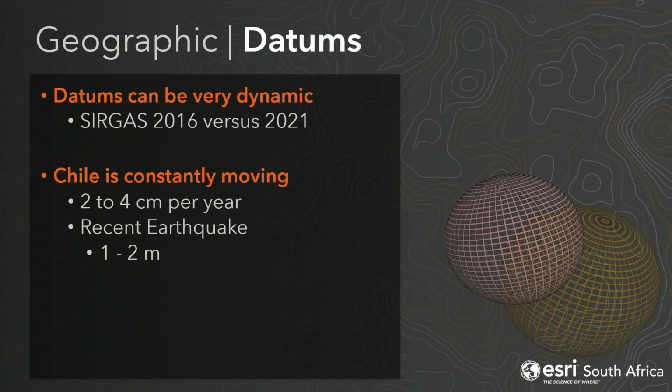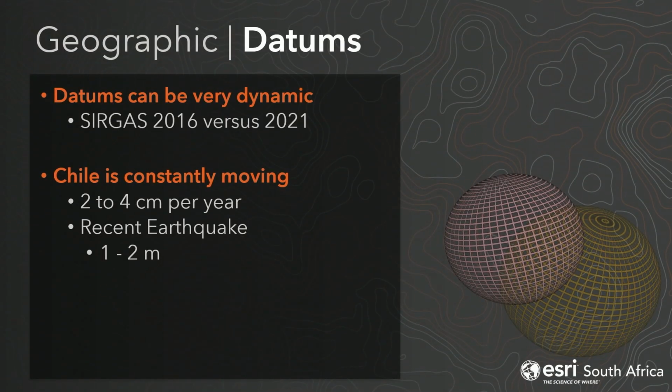I was recently involved in a project looking at datum definitions in South America, and we needed to make sure that the software could handle them. And it opened up a very interesting set of discussions. They have a datum called Sirgas, and Sirgas was updated in 2021 from the 2016 datum. And you start asking the question of, well, but that is quite quick. It's been 5 years. Why are you updating your datum? Chile is moving between 2 and 4 centimeters a year. So they have to keep up with the movement of the continent.